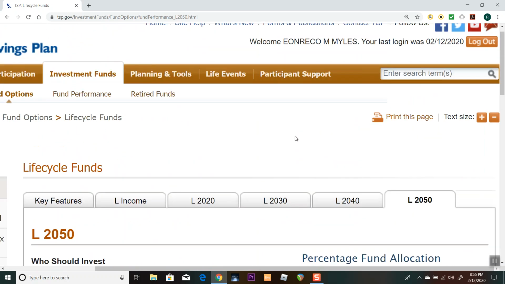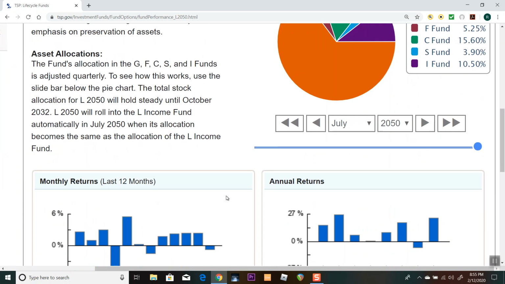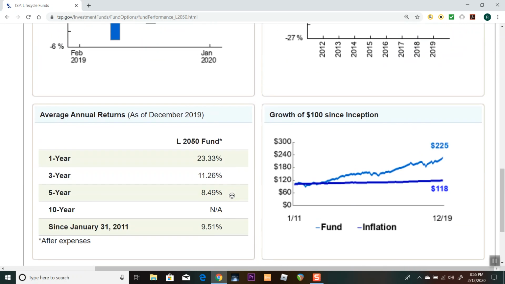Me, I would prefer to allocate my own funds and take the chance on making a big gain. So I hope that answered a lot of questions about the life cycle funds.